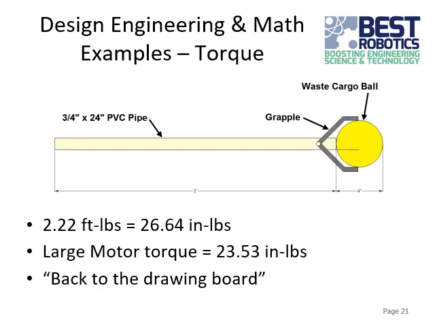You can convert that to inch-pounds, which is the unit that you'll probably see in your motor data sheets. And so that's 26.64 inch-pounds. Well, then you go and look up the torque that the large motor can supply, and it's only 23.53 inch-pounds. So that's bad. That means your large motor is not going to be able to raise that arm up while it's holding that cargo ball.